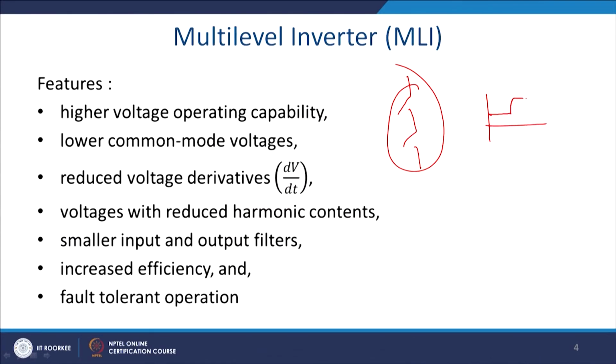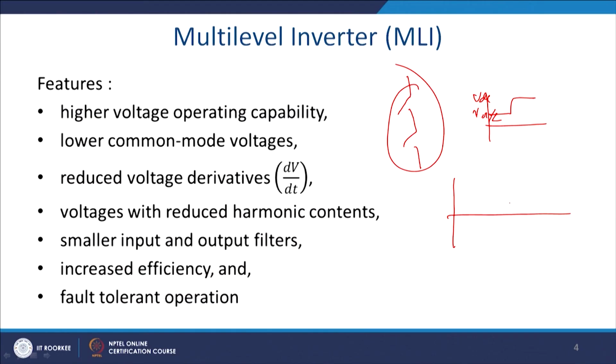Since it works with voltage in steps, instead of applying VDC it can apply VDC by 2, like this. So we find that the rate of change of voltage with time is less compared to the 2 level inverter.